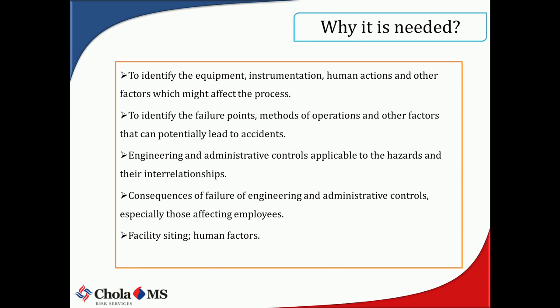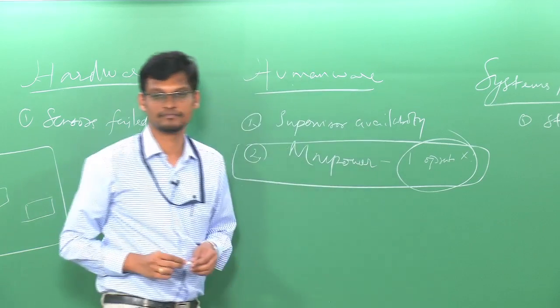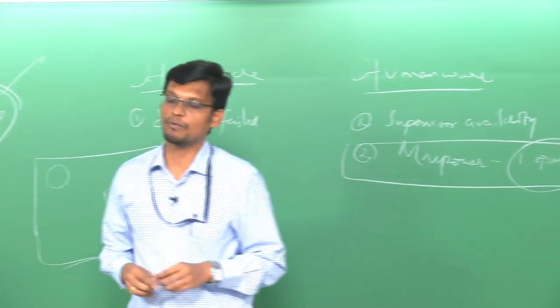And it is also used in a variety of ways, as we will see. It is used for the purpose of facility siting, and it is used for the purpose of human factors. Can you explain why this is important? Why are there 2 operators required, why not 1?